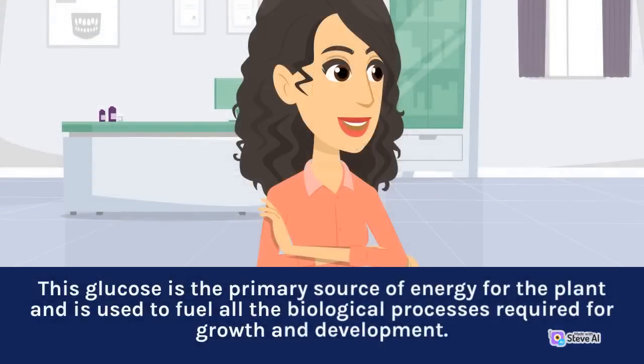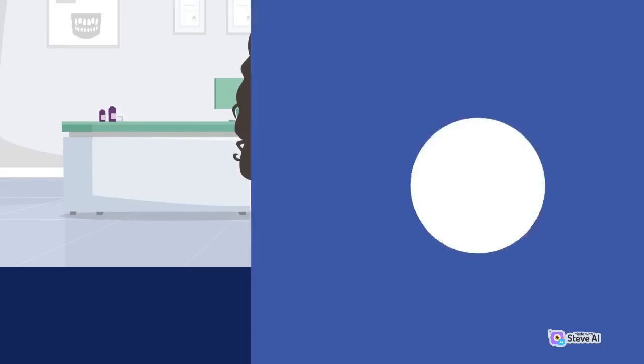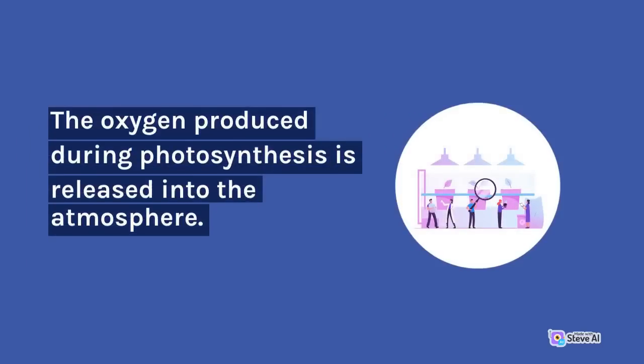This glucose is the primary source of energy for the plant and is used to fuel all the biological processes required for growth and development. The oxygen produced during photosynthesis is released into the atmosphere.